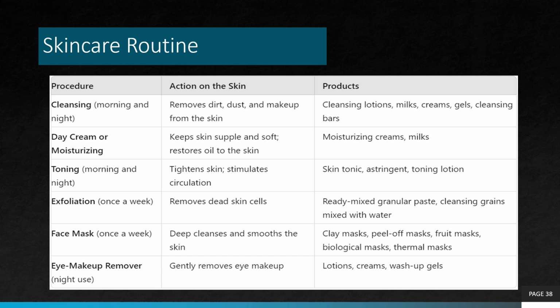There are various different types of masks available, which we'll go through as we move further along the course, such as clay masks, peel-off masks, fruit masks, biological masks and thermal masks. An eye makeup remover, which they can use at night when they're taking the makeup off, comes in lotions, creams and washing gels.